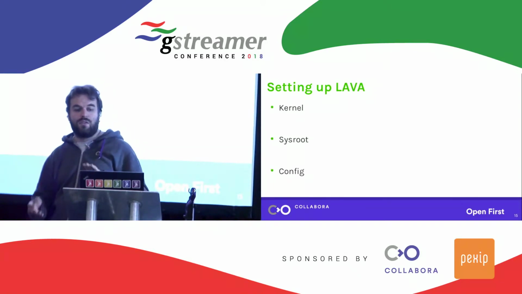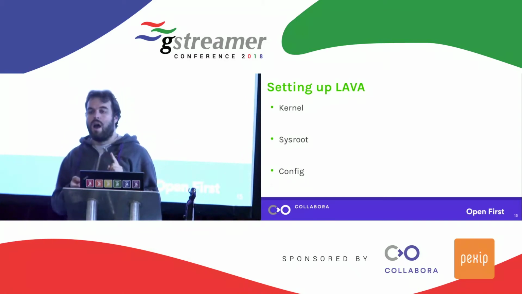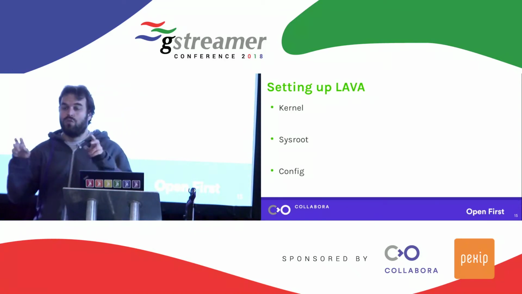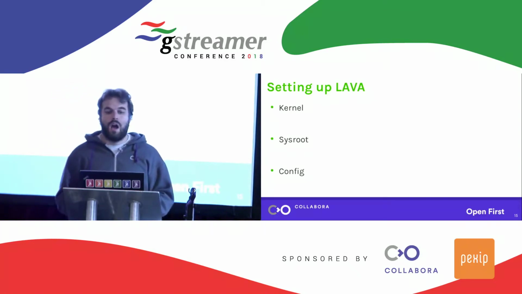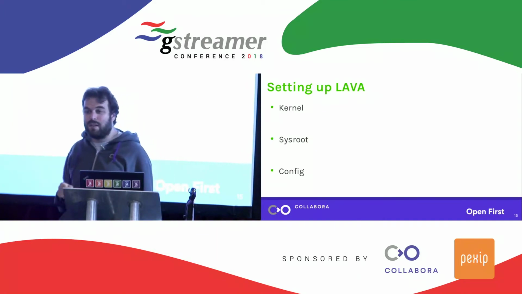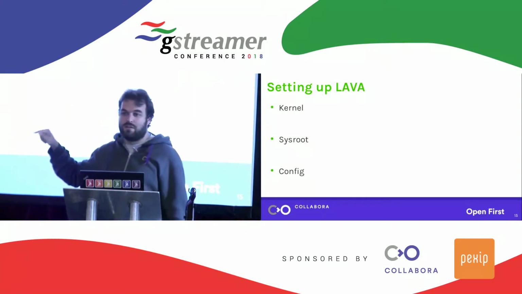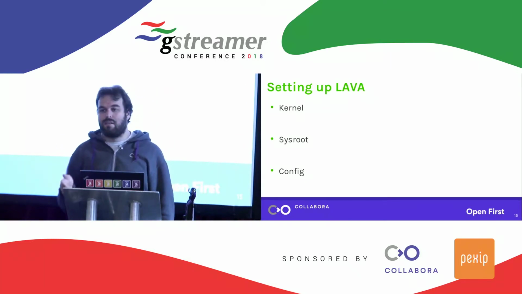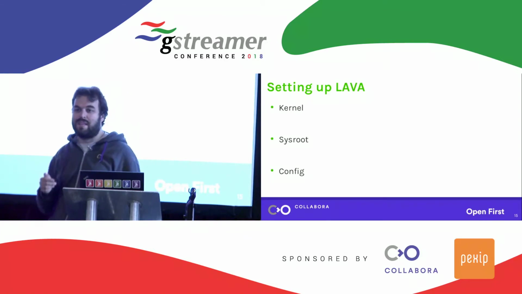So for Lava, we need three things. First, we need a kernel. Since we're not really testing the kernel, we just picked a known working build from KernelCI, and we use that as our kernel. Then we need a sysroot, and this is the sysroot that we built a couple of steps earlier. From the same Debos config that we used to build our development sysroot, we can also build a bootable sysroot for Lava. And then we need a Lava config where we say use this sysroot, use this kernel, and then do these steps.